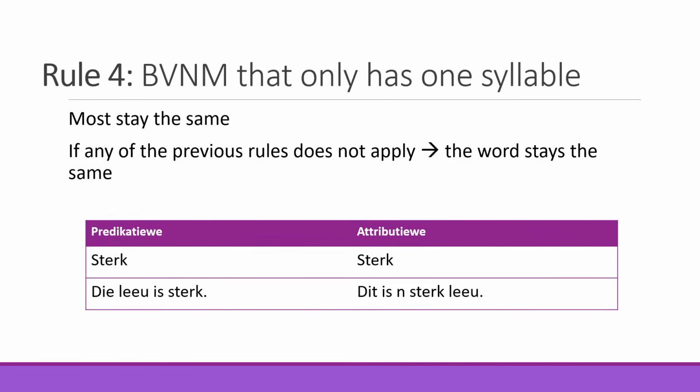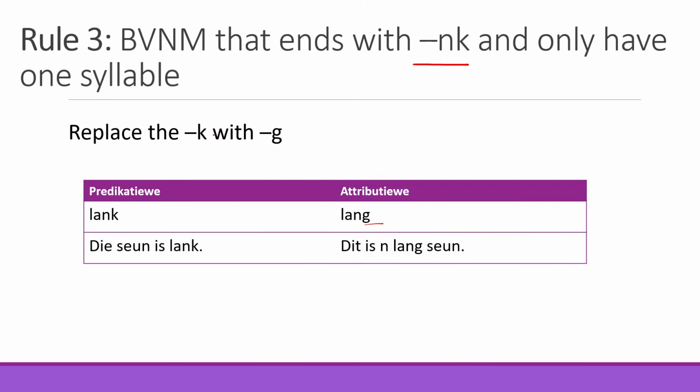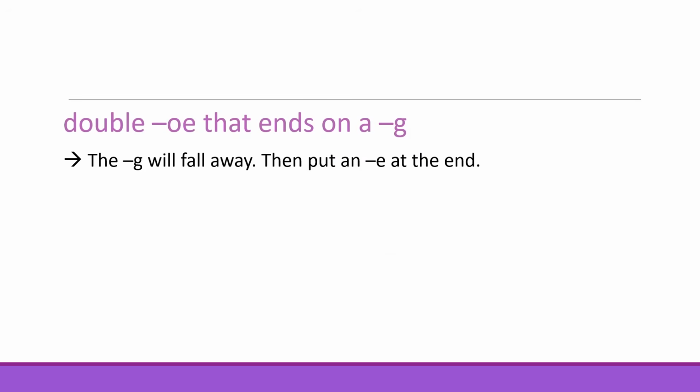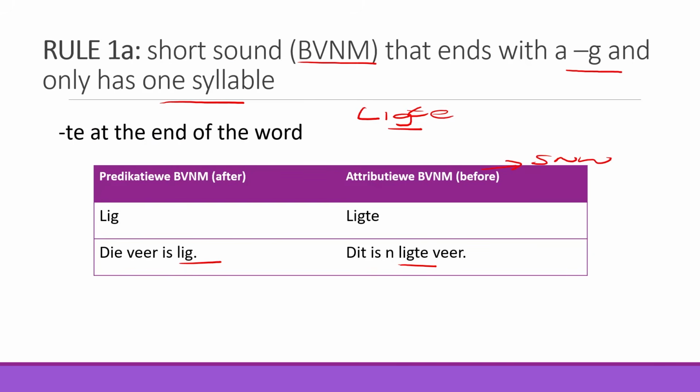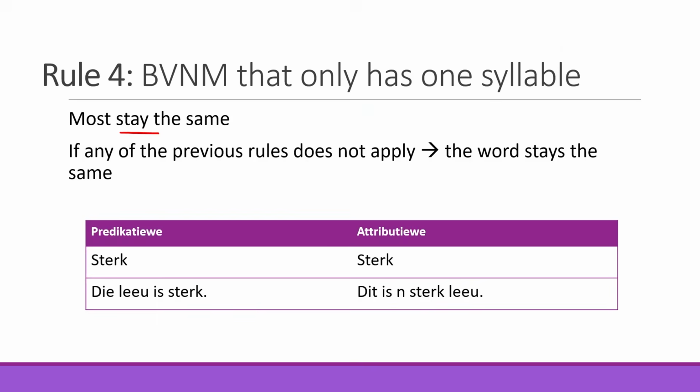Then rule 4. When our byvoeglike naamwoord only has one syllable, mostly it stays the same. So when it has one syllable and it doesn't end on any of the other rules, so not NK, not F, not E or U, or not G, then it just stays the same. That's our rule 4. And very important, if no other rules apply, for example, sterk, it doesn't end in any of the ones we've just discussed, then it just remains sterk in the attributive. So you have die leeu is sterk, that is a sterk leeu.